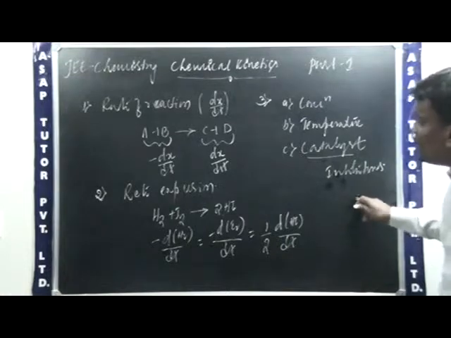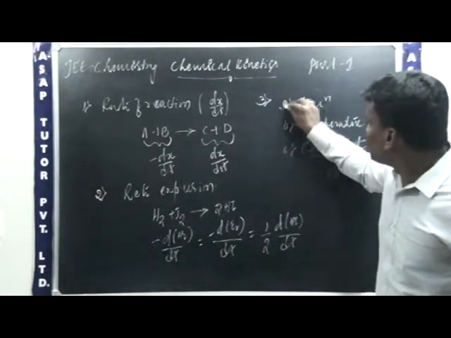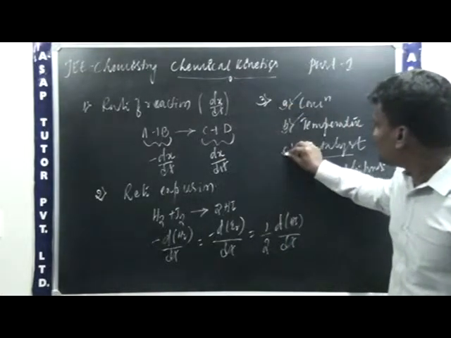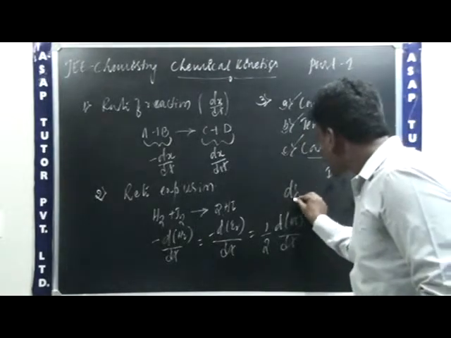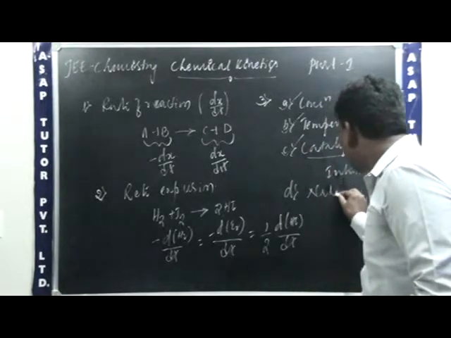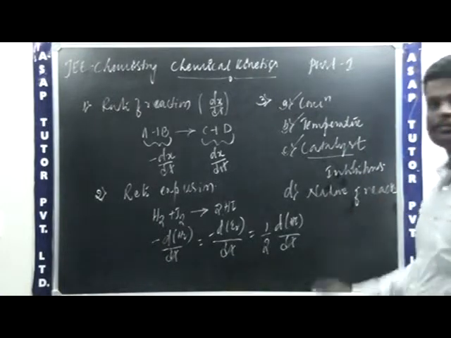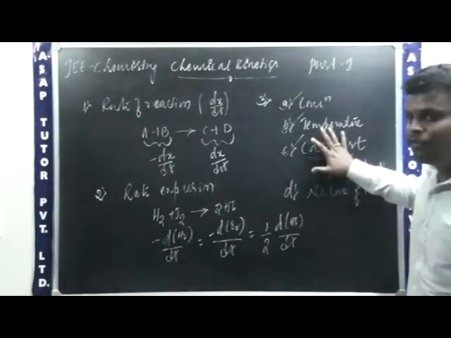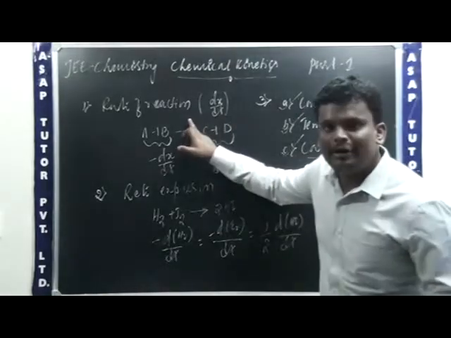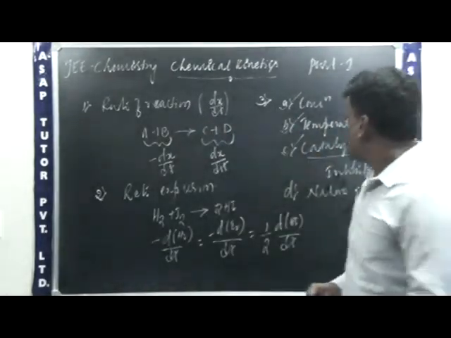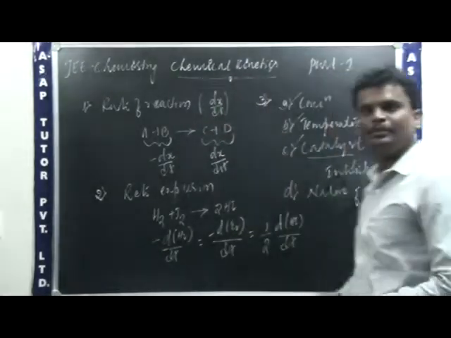Therefore, we can conclude here that the rate of reaction depends upon concentration, temperature, and catalyst. We can write one more point, that is the nature of reactants also. So all four points affect the rate of reaction. Now we'll pass on to the next synopsis.